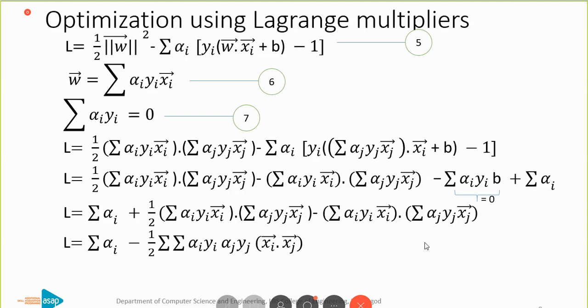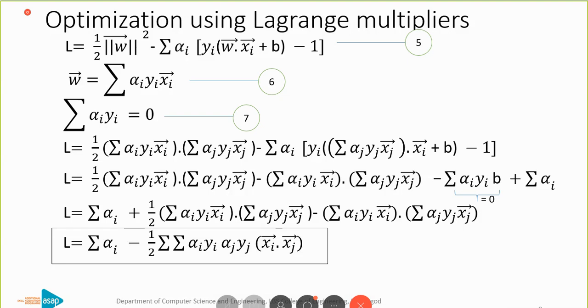So we have done a lot of mathematics, and what did we get now? This shows that the optimization now depends only on the dot product of pairs of samples. We have done a lot of mathematics here, and the final result shows that it is just the dot product of samples. So this is the final Lagrangian equation that we got.